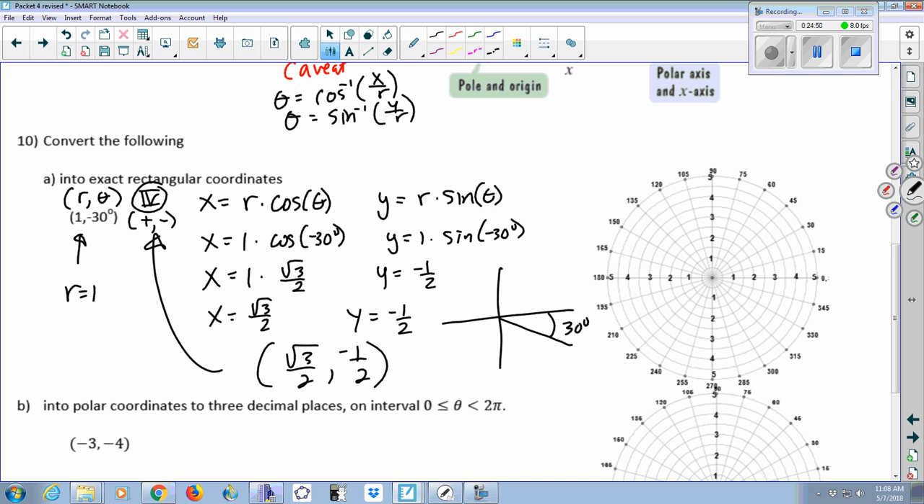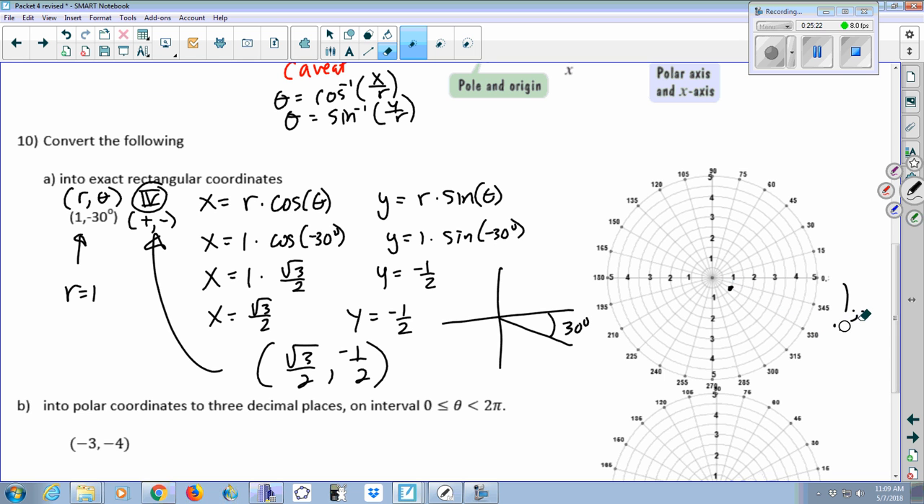So negative 30 says I come down here negative 30 degrees, which puts me along this ray here. That's 330 if I rotate counterclockwise. Here, theta is negative 30 degrees. Okay, and I'm supposed to go out to my first circle, which is about right there. That's 1, negative 30 degrees. Okay, so let me erase everything else.